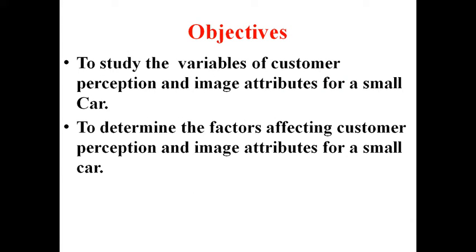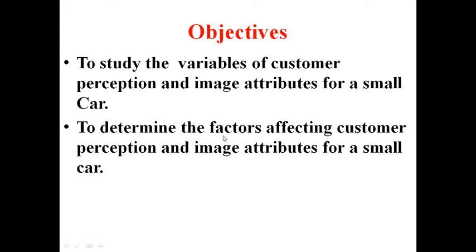Now on the basis of our topic, we have formulated our objectives. So these are our 2 objectives. You can see here, to study the variables of customer perception and image attributes for a small car. First of all, we have to find out the variables, n number of variables, for the customer perception and image attributes. And then the main objective is to determine the factors affecting customer perception and image attributes for a small car. So this is our main objective.